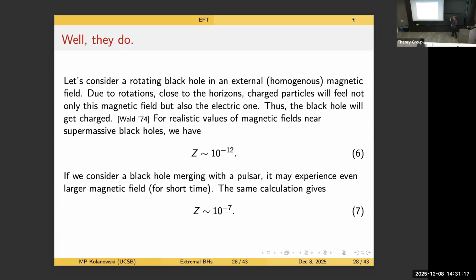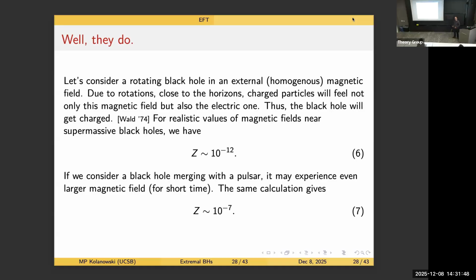So for example, for supermassive black holes, using realistic values of magnetic fields, we can get Q over M of order 10 to minus 12. But if we consider a black hole that merges with a pulsar, then for a short time it would experience a very large magnetic field. Assuming you can trust this computation, and it's not obvious because now it's a very dynamical situation, you could actually get Q over M of order 10 to minus 7.